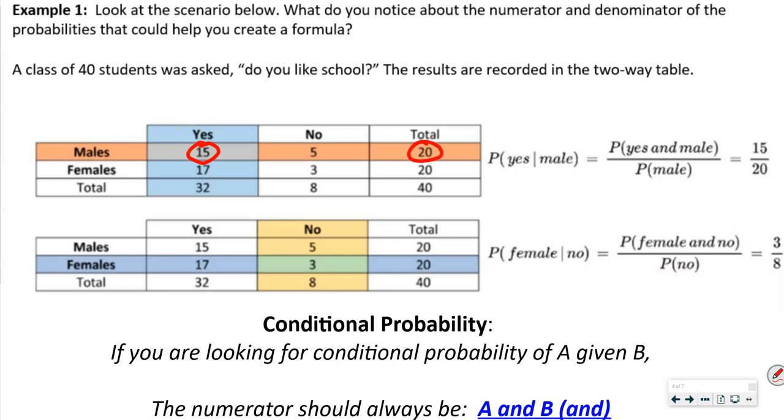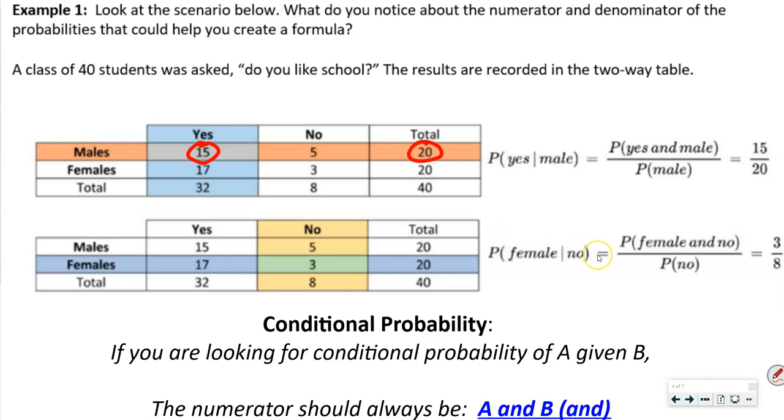So notice we have a total on the bottom, and remember, our givens are always going to be totals, okay? And then what part of that category of males is the yes? That's the 15. So it's 15 over 20. Now, remember, if you were going to write this answer, you'd reduce that to 3/5, okay?